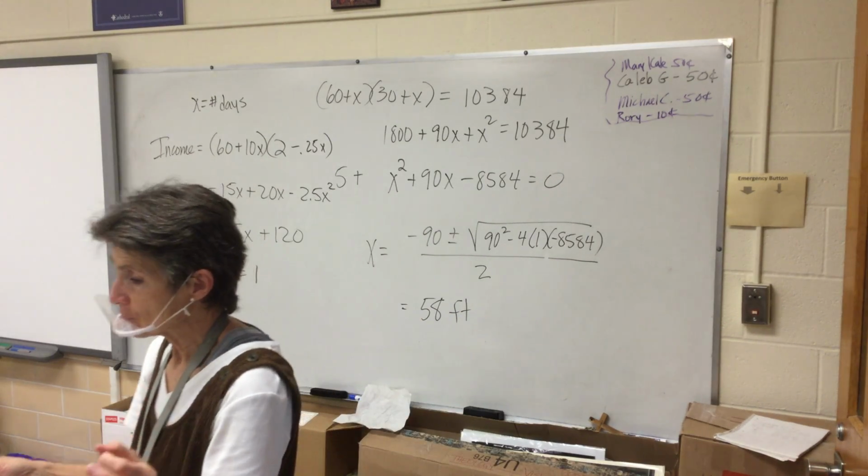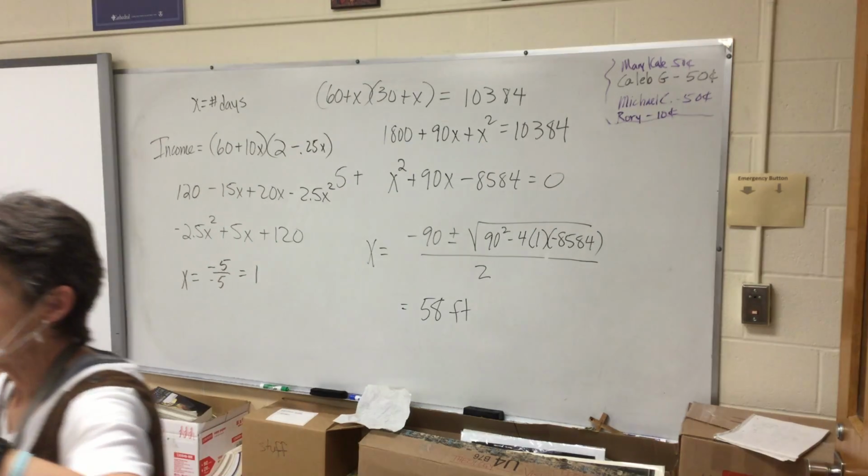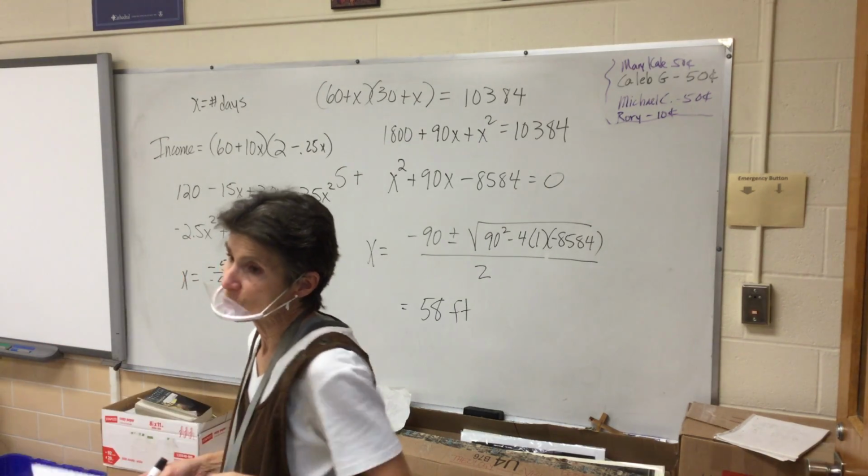Yep, so for number 2, it's moved 1 unit to the left, 9 units down, and it's going to be skinnier because it's rising twice as fast.